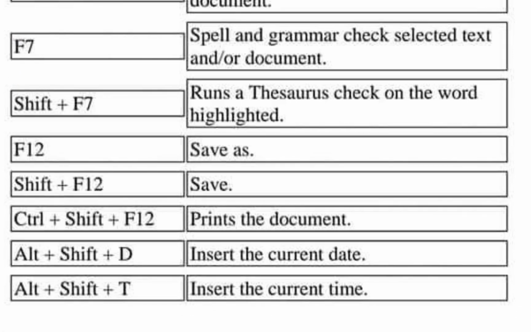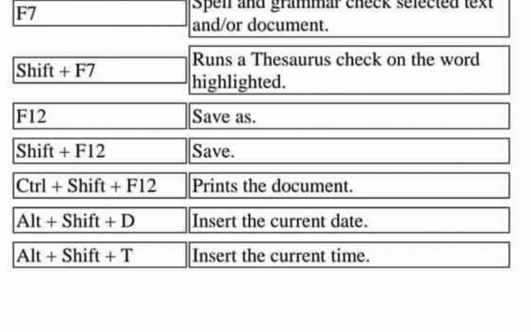F12 is used for save as. Shift plus F12 is used for save. Control plus Shift plus F12 is used for print the document. Alt plus Shift plus D is used to insert the current date. Alt plus Shift plus T is used to insert the current time.